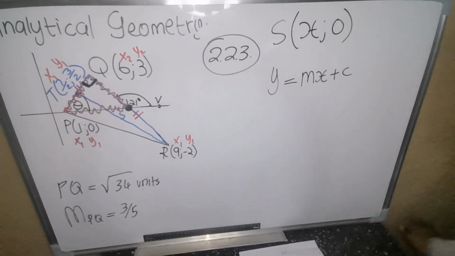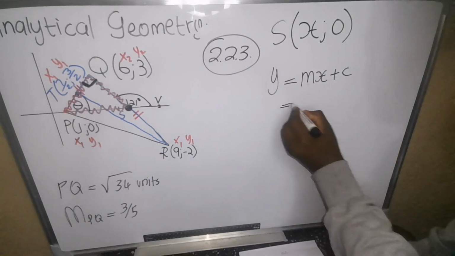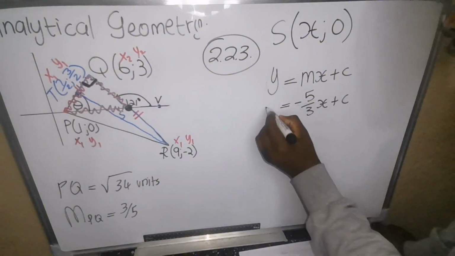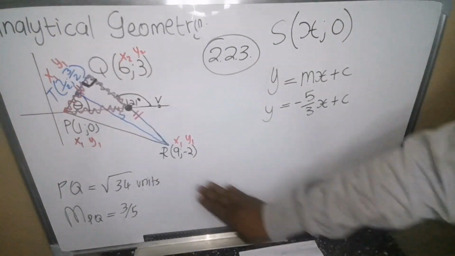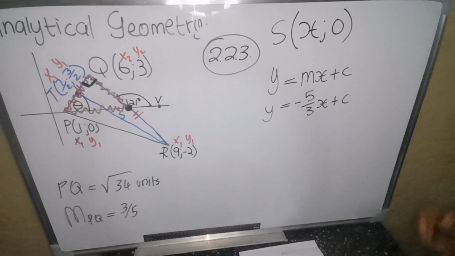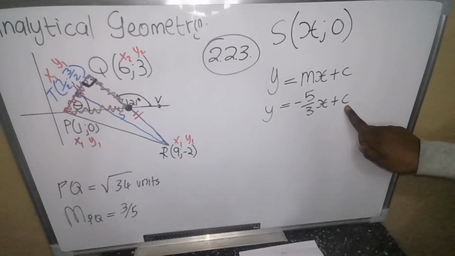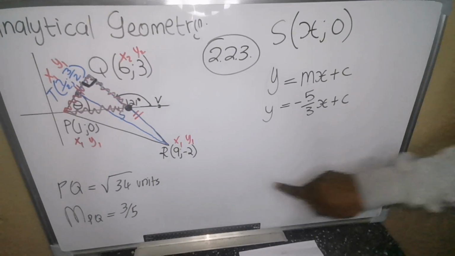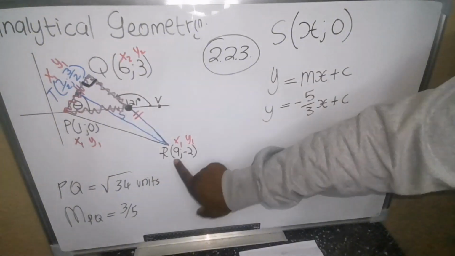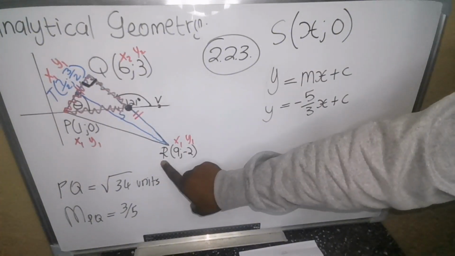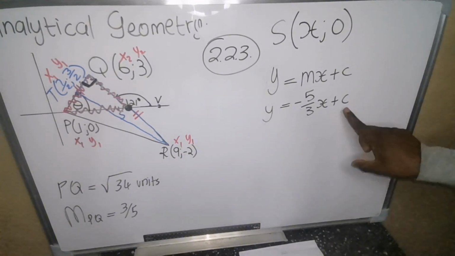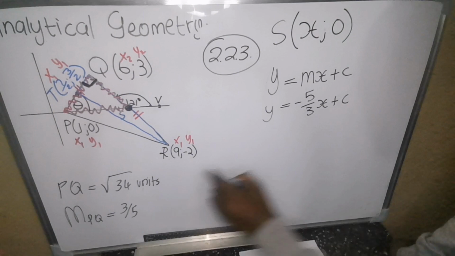So now we have y equals -5/3 x plus c, and that's the equation of QR, which is our aim. Now about c, our constant, how do we find c? We're going to use one of these two coordinates, Q and R, to find c. I can use R, where I see x I put in 9, and where I see y I put in -2.